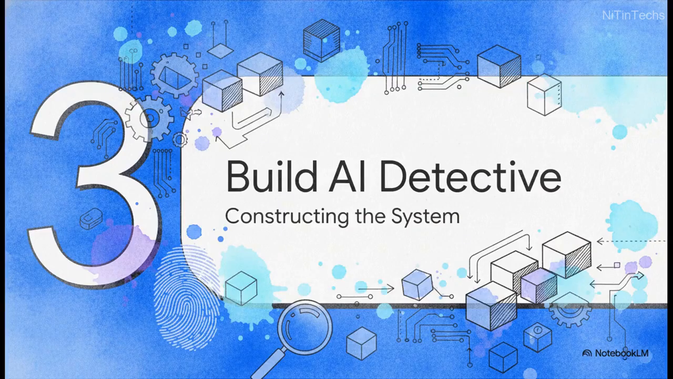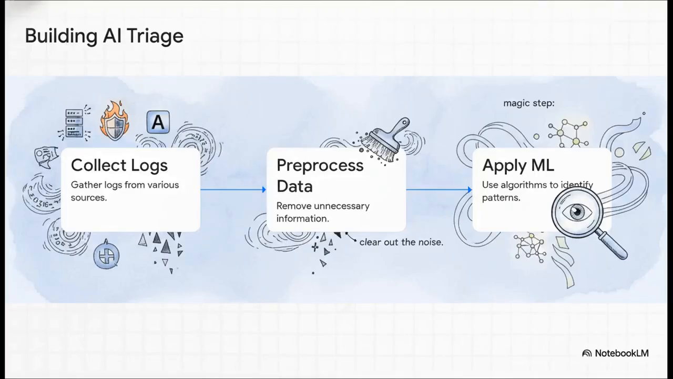Moving right along to Section 3, building your AI detective. Now, the architecture here is actually incredibly straightforward when you break it down into 3 actionable steps. First up, you collect logs from various sources. Think firewalls, load balancers, application servers, and pull them into a central hub.